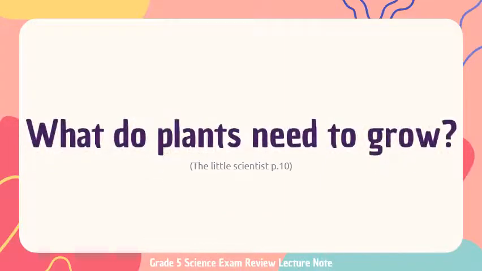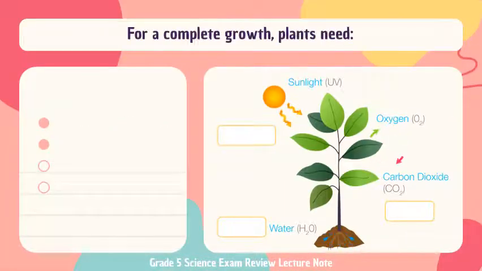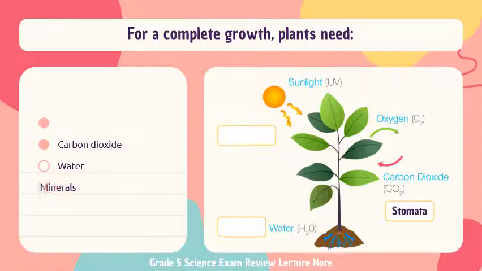So, what do plants need to grow? For a complete growth, plants need four different things. They take in carbon dioxide from the air through tiny pores found in the underside of leaves called stomata. They absorb water from the soil with their roots, and they also use their roots to absorb minerals from the soil.